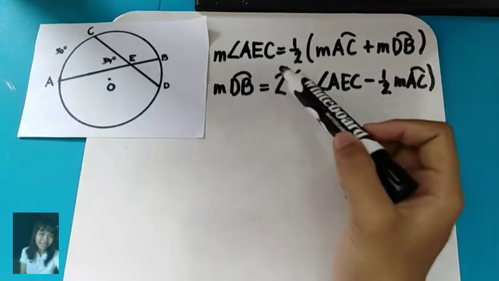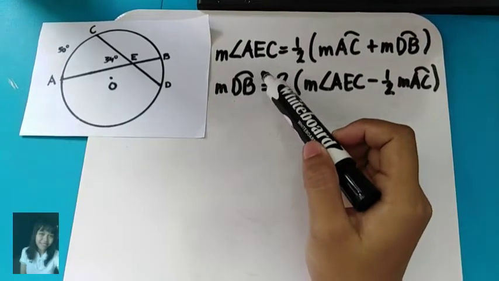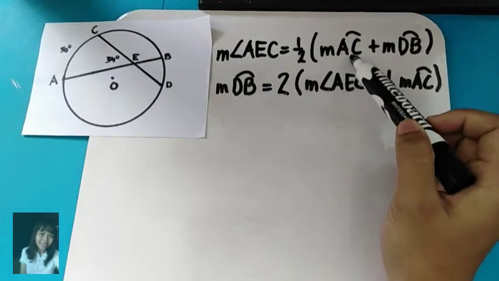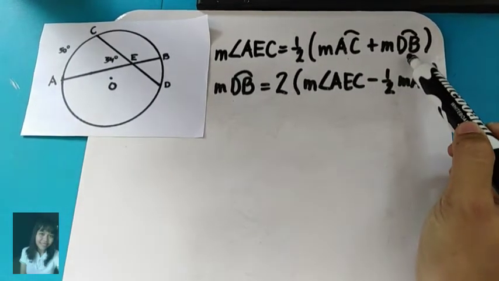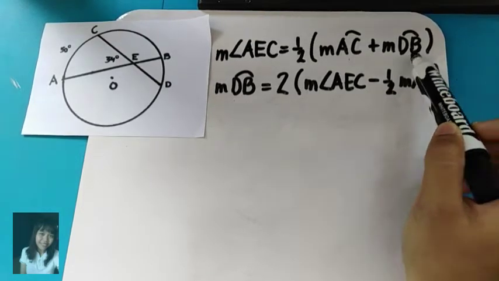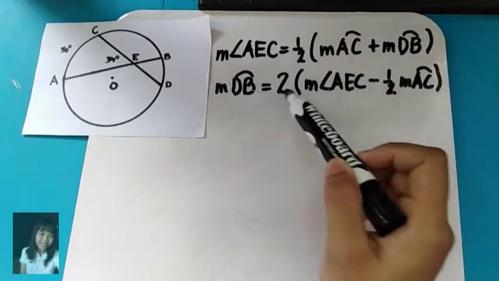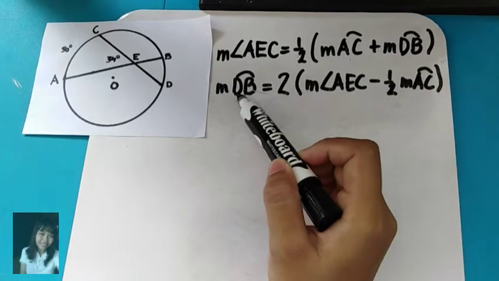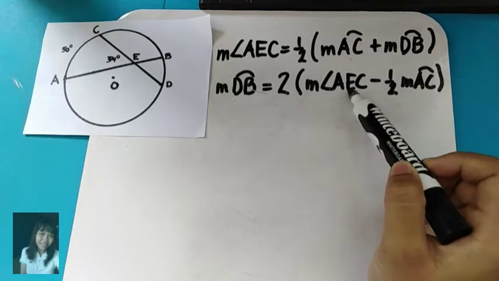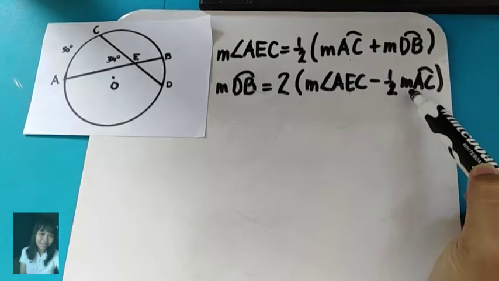Our formula for this problem, based on the theorem, would be measure of angle AEC is equal to 1/2 times the measure of arc AC plus the measure of arc DB. But the question is, what is the measure of arc DB? So, deriving this formula, we arrive at a new formula: measure of arc DB is equal to twice the difference between the measure of angle AEC and half the measure of arc AC.